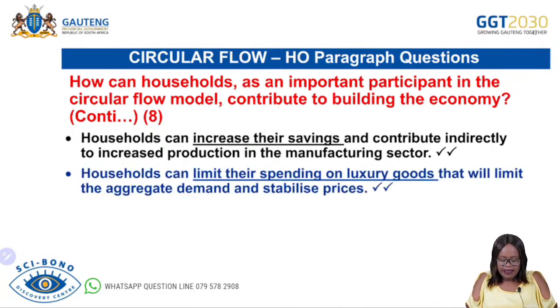And then we also say that households can limit their spending on luxury goods. How is that going to help us? It will limit the aggregate demand and stabilize prices, meaning that if the demand for goods and services is not high, producers will find it difficult to increase their prices. So that will help the economy as well.